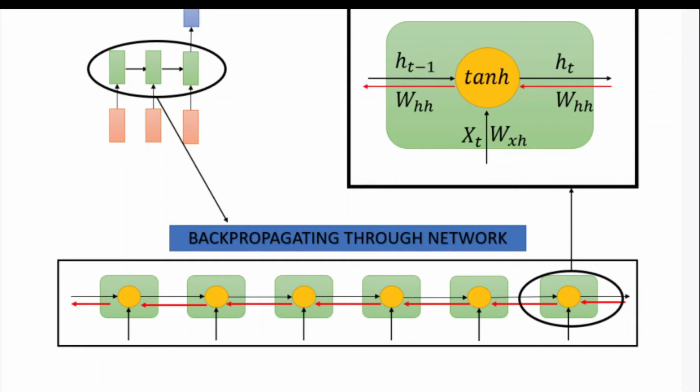The mathematics used for backpropagation is called the chain rule that we learned in our calculus class. And the weights are updated using gradient descent or whatever algorithm we have used in the network. So here you see the black arrow represents the forward pass and the red arrow represents the backward pass, or the backpropagation.